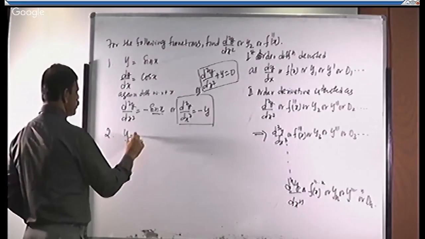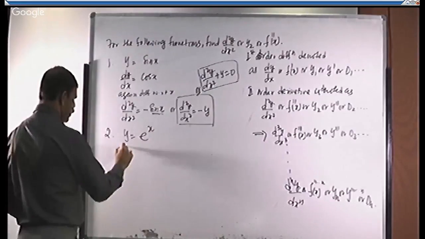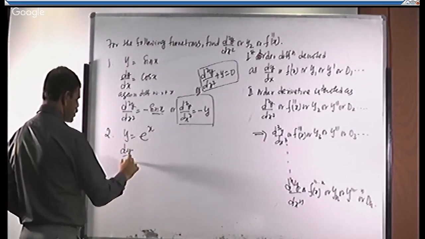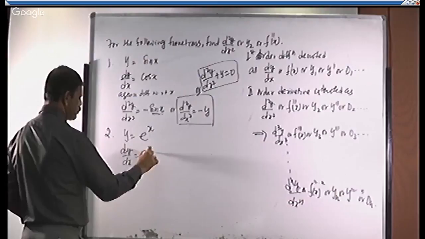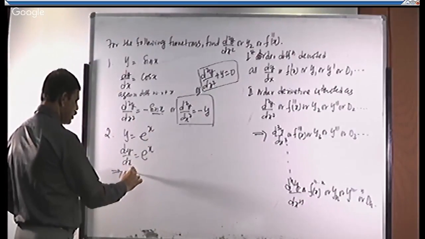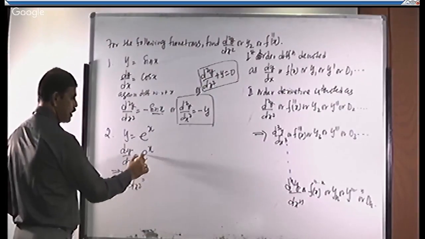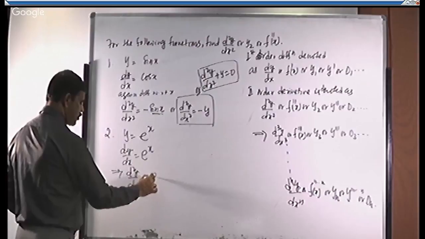Y is equal to e to the power of x. dy by dx. dy by dx is what? E to the power of x. It is e to the power of x only. Again differentiate it. What you will get? d square y by dx square. Differentiation of e to the power of x is e to the power of x only.